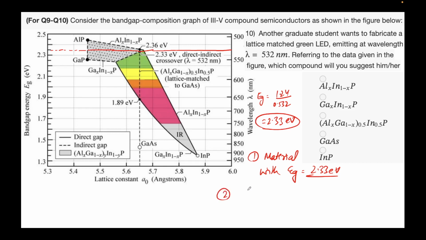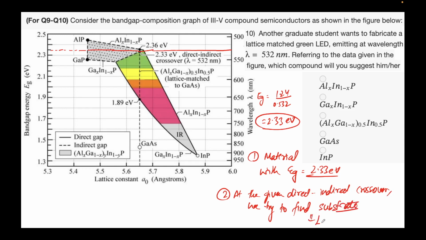So at the given direct-indirect crossover, we try to find a substrate, and that too lattice matched. The problem says it has to be lattice matched. If you don't match lattice, there is stress and defects that arise, or otherwise they also arise, but we try to avoid it to the extent possible. That's the idea for LEDs at least.